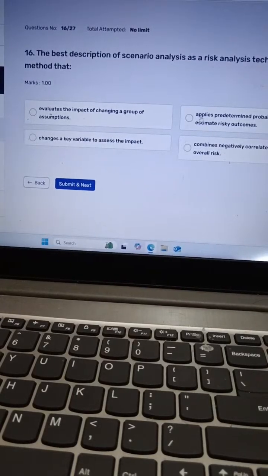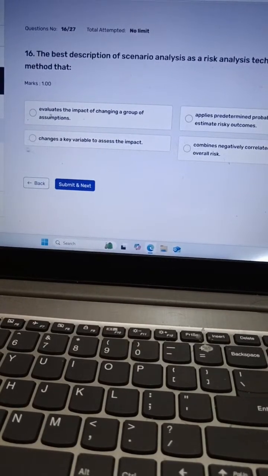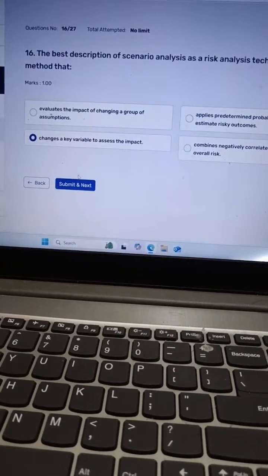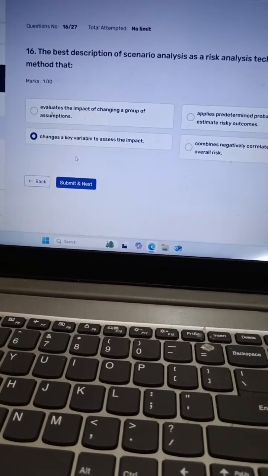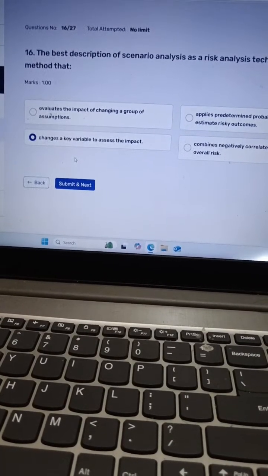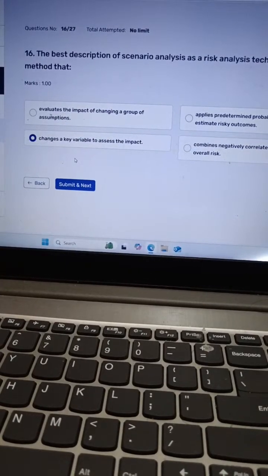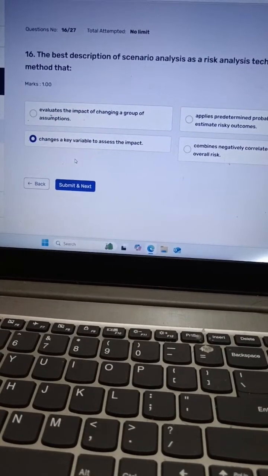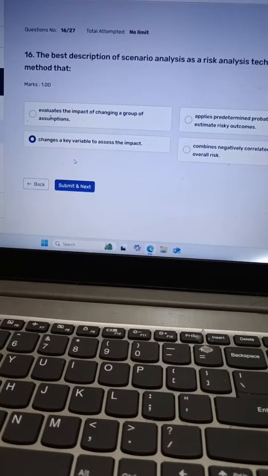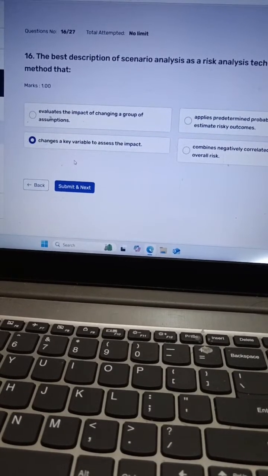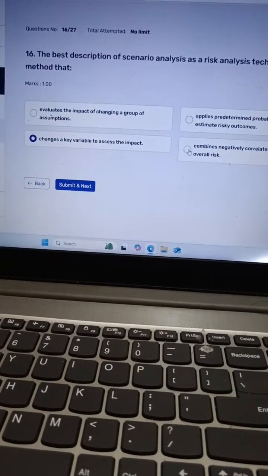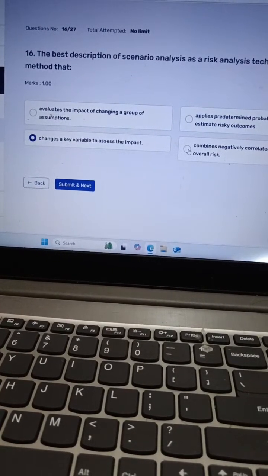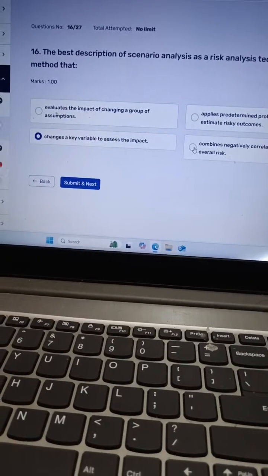All these options do not seem to be related. These questions change a key variable on an asset to assess. Evaluate the impact of changing the group of assumptions. Apply a predetermined probability distribution to estimate the risk outcome. Combine negatively correlated assets to reduce the overall risk. Change the key variable to assess the impact.